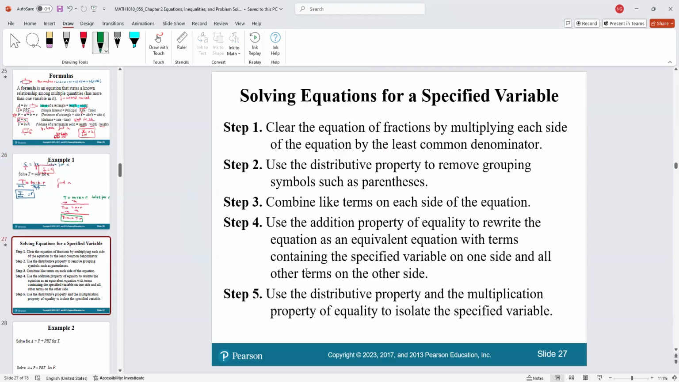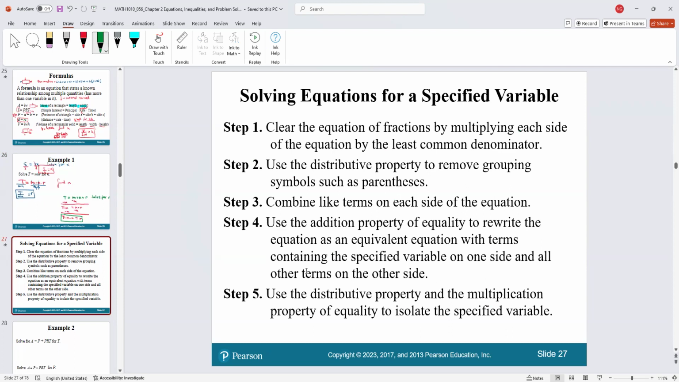So how do you solve equations for a specified variable? First of all, you clear the equation of fractions by multiplying each side of the equation by the least common denominator. So we need to make sure that we really do that. Second of all, we use the distributive property to remove grouping symbols such as parentheses.